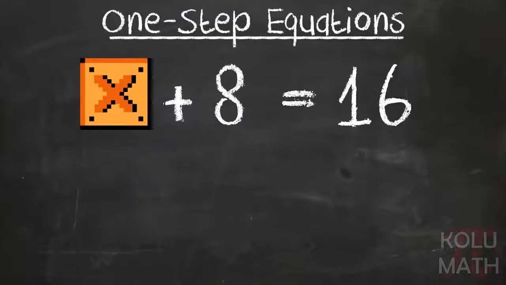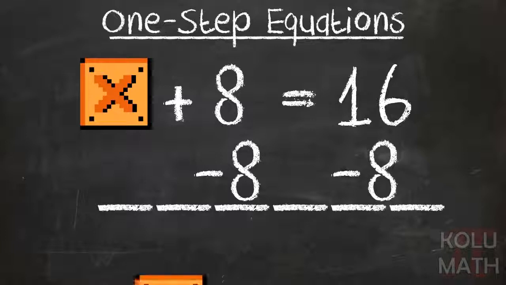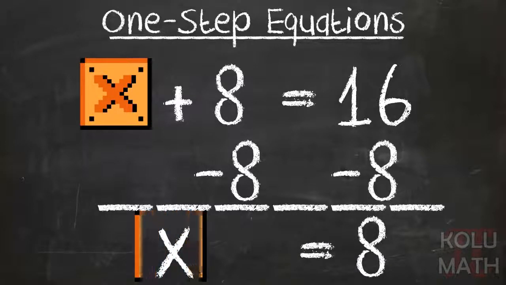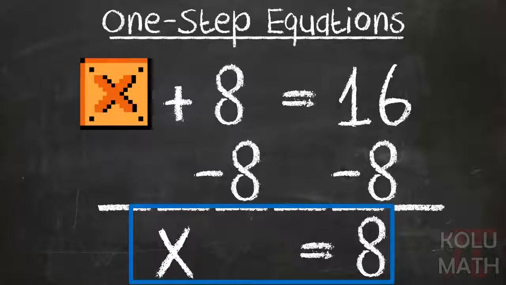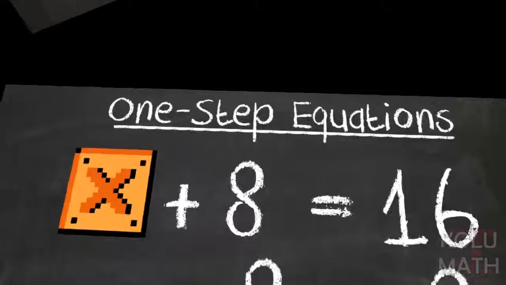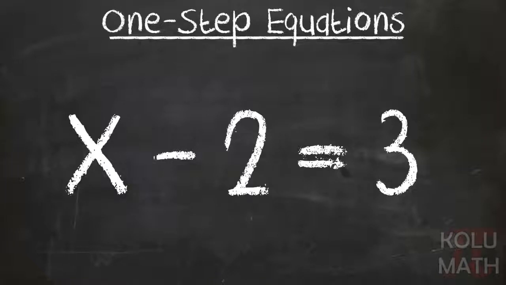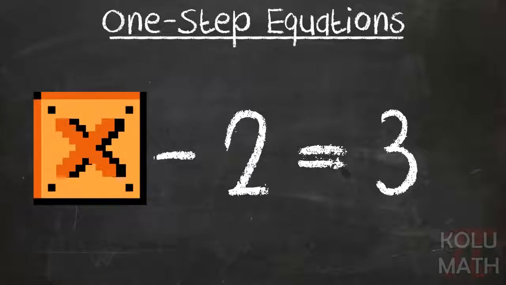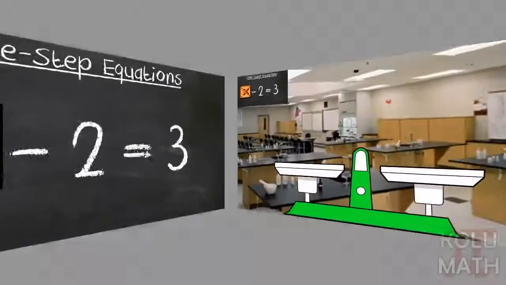Okay, here's another equation, x plus 8 equals 16, and we want to deal with that plus 8. So we're going to deal with it by removing 8 from both sides. We get x equals 8. Okay, pretty simple. Let's take a look at a different kind of problem. x minus 2 equals 3. Okay, this is going to be a little different. Well, let's head on over to the scale and start modeling.